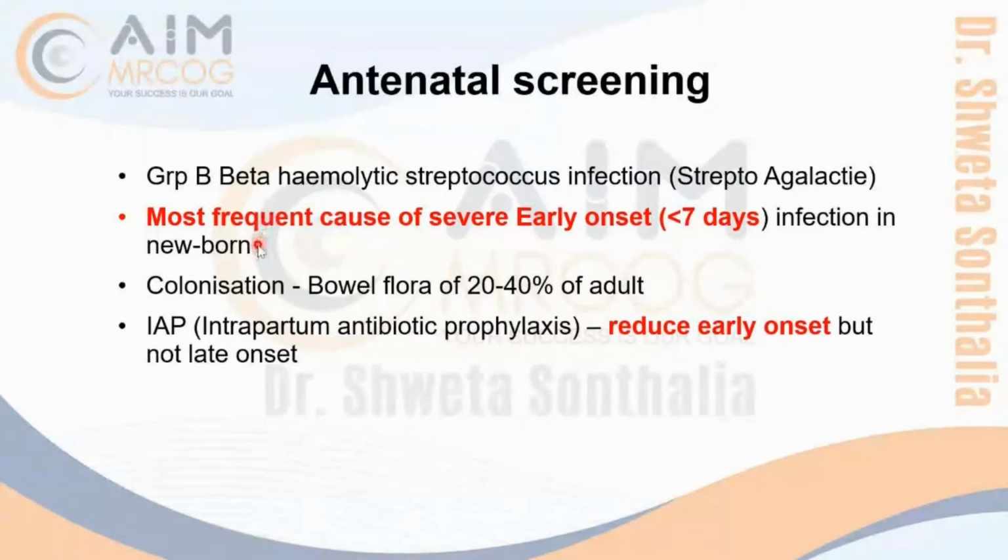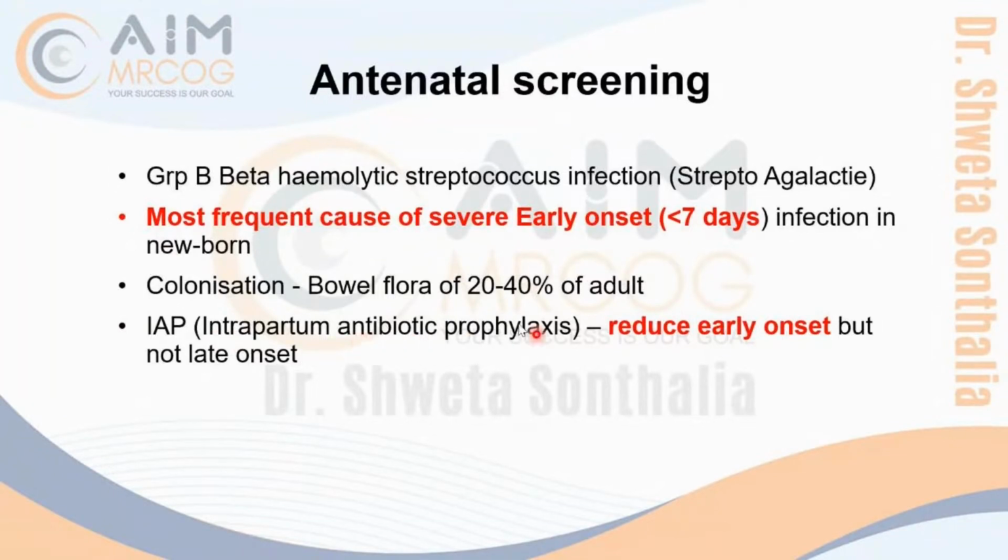If you see the colonization in the bowel flora, it is found in 20 to 40% of adults. So this is important: routinely it is found in the bowel flora in 20 to 40% of adults. IAP is intrapartum antibiotic prophylaxis. We'll keep seeing IAP, the short form, further, so I've just written it here.